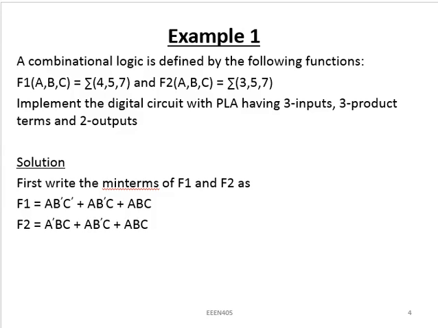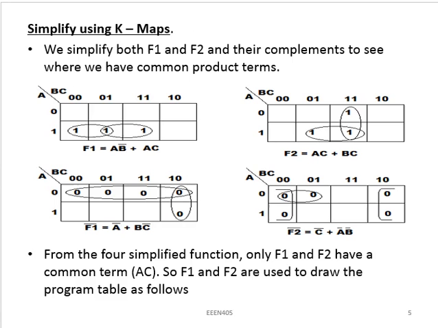So for me to solve this problem, the first thing I will do is to take my f1 and f2 and write them as the sum of my minterms. You know that my 4, 5, and 7 is equivalent to A B prime C prime, and 5 is equivalent to A B prime C, and 7 is equivalent to A B C. Same thing for f2. Now, after doing this, the next thing we'll do is to draw Karnaugh maps to simplify our functions f1 and f2.